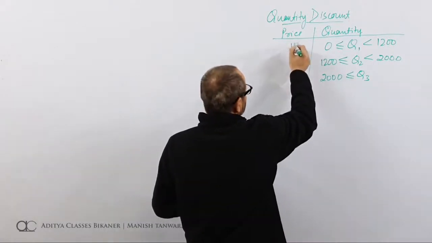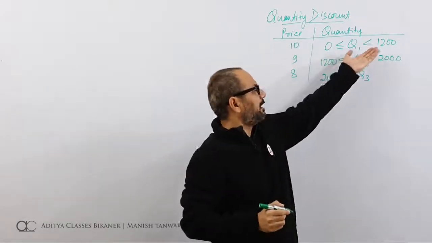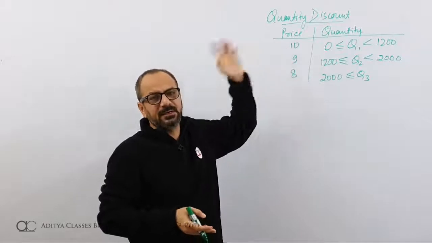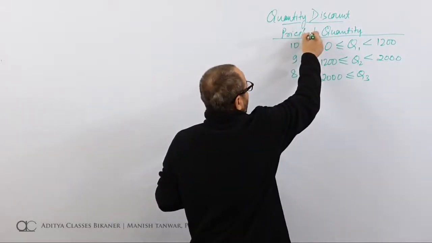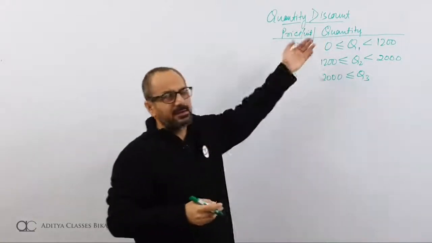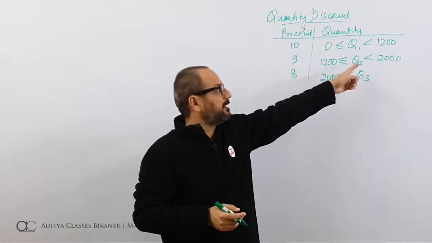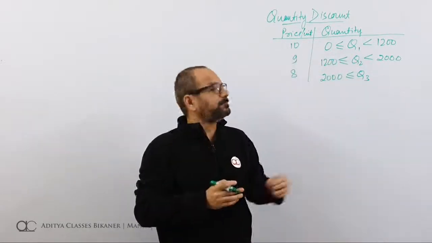The supplier suggests that if you buy anything under 1200, suppose I buy 1100 units, they'll cost me 10 rupees per unit, price per unit you can say. If you buy anything under 1200, it may be 1150, it may be 1190, it may be 1199, it will cost you 10 rupees per unit.